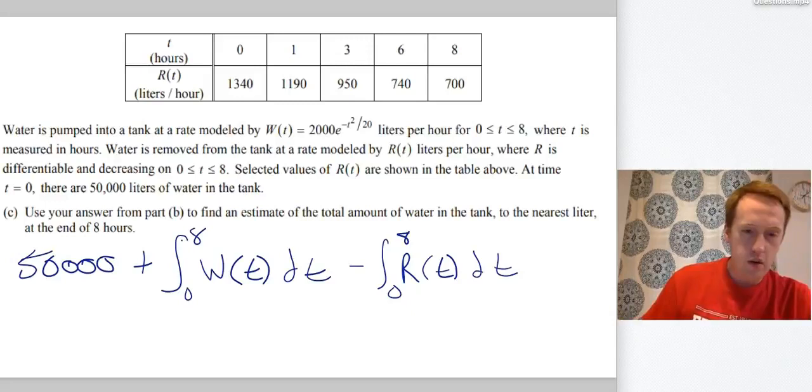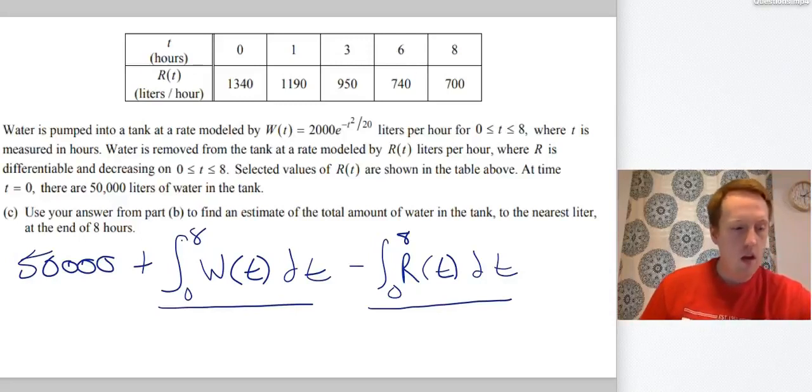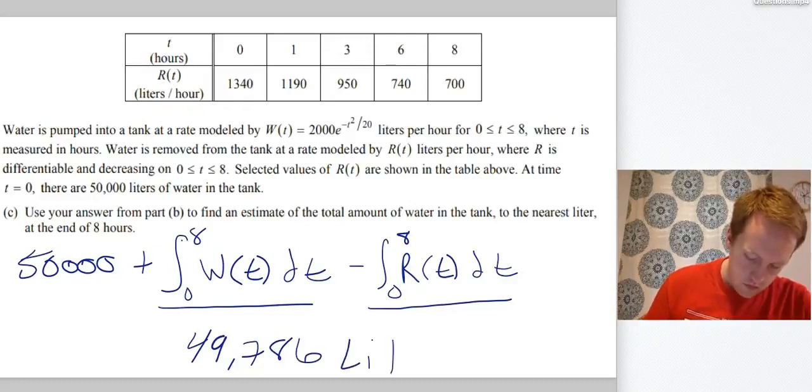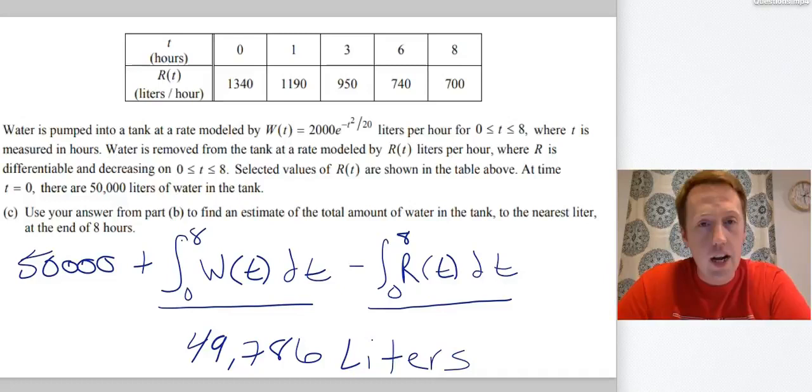So what we're going to do is we're going to use the calculator for that integral. We're going to use the estimate that we got in part B for that one. And once you actually do that, you go into the calculator and do those calculations, you get about 49,786 liters. Right, and this is one of those cases where it says to the nearest liter. When you go into your calculator, you're going to get lots of decimals because that W of t integral is going to be messy. But it says do it to the nearest liter, so round to the nearest liter.